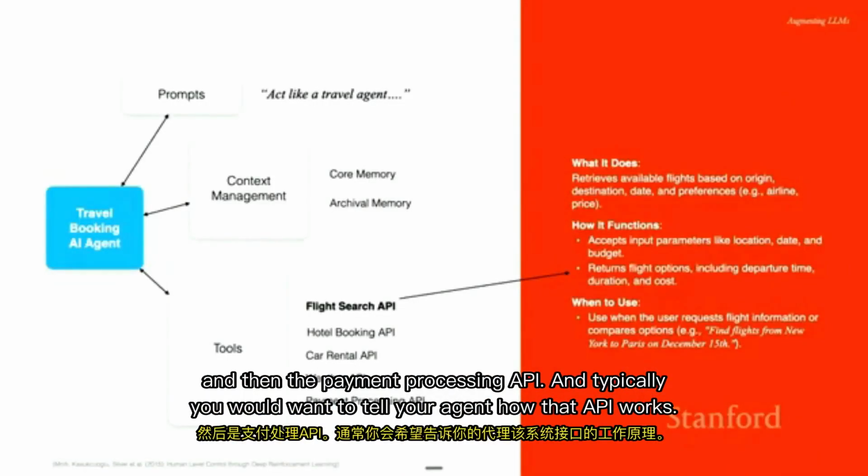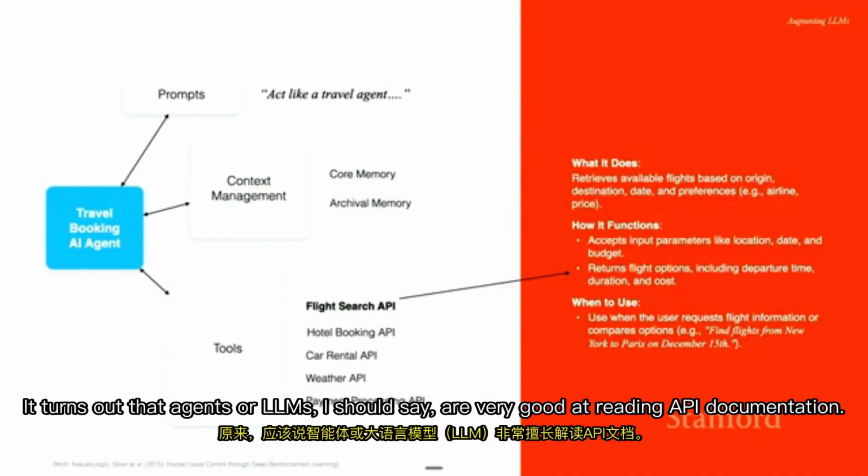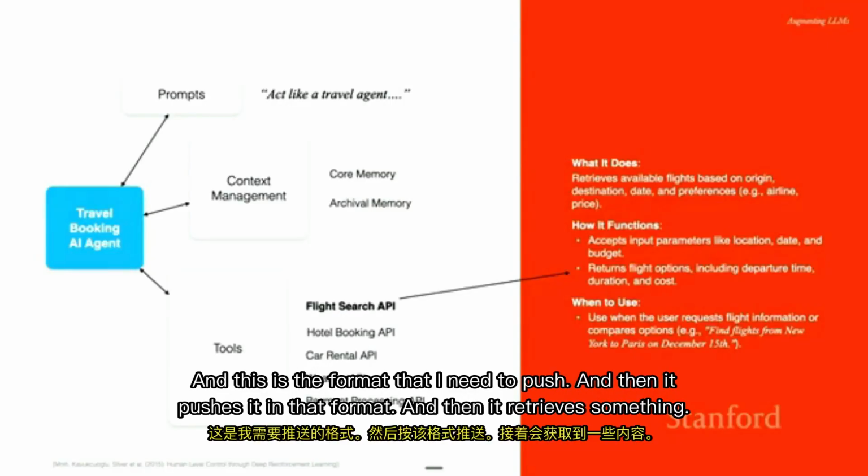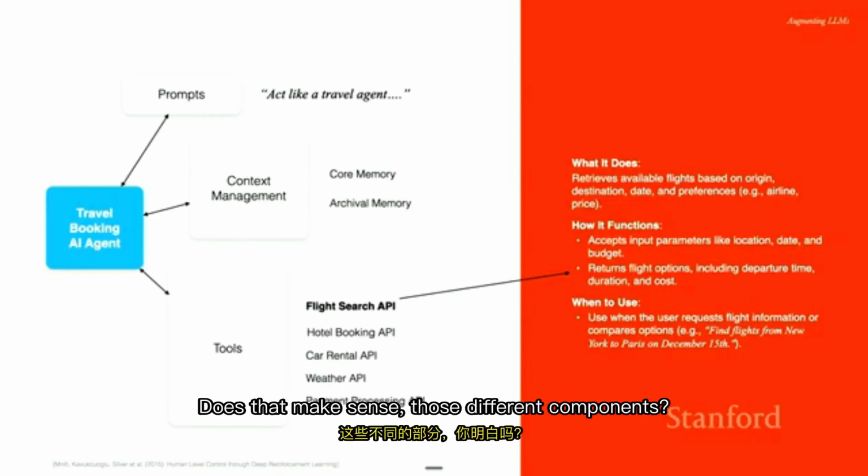And typically you would want to tell your agent how that API works. It turns out that agents, or LLMs, I should say, are very good at reading API documentation. So you give it the API documentation and it reads the JSON and it reads what a GET request looks like. And this is the format that I need to push. And then it pushes it in that format, let's say. And then it retrieves something. Does that make sense, those different components?